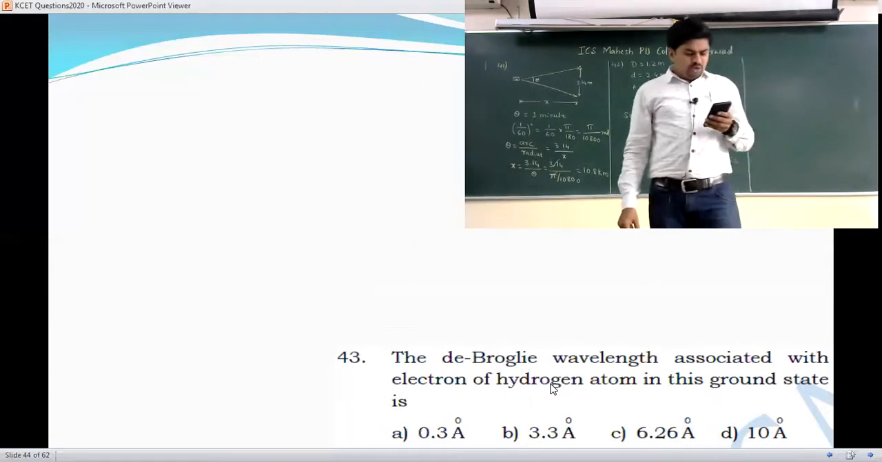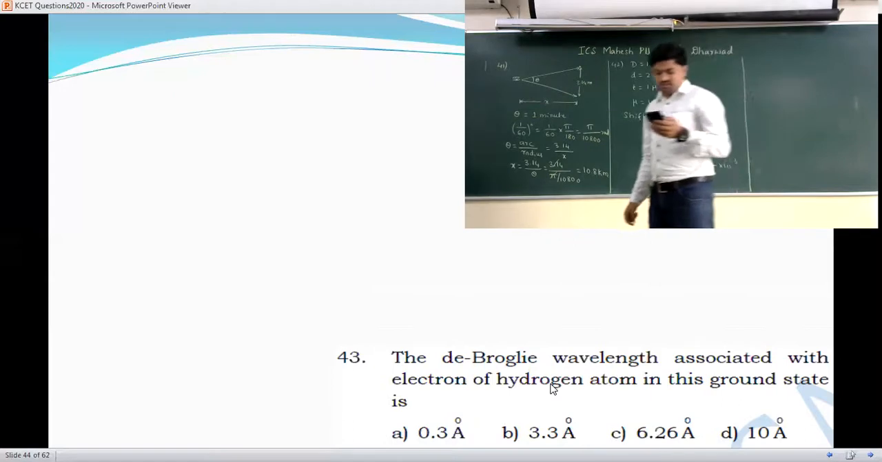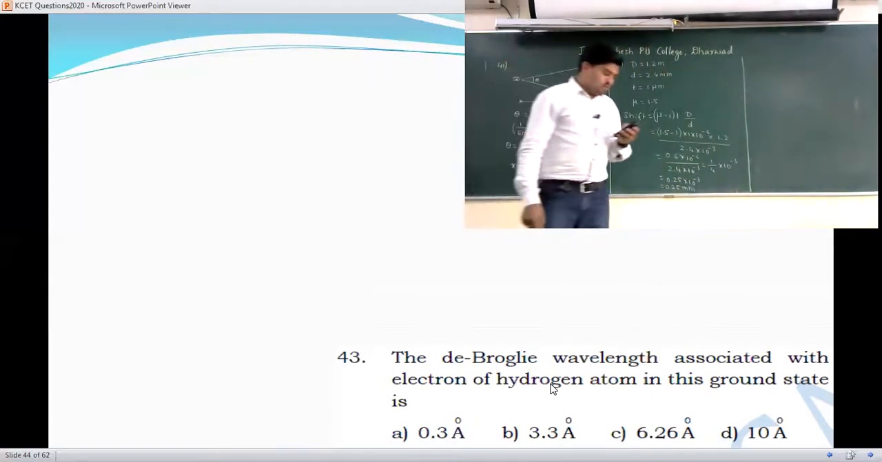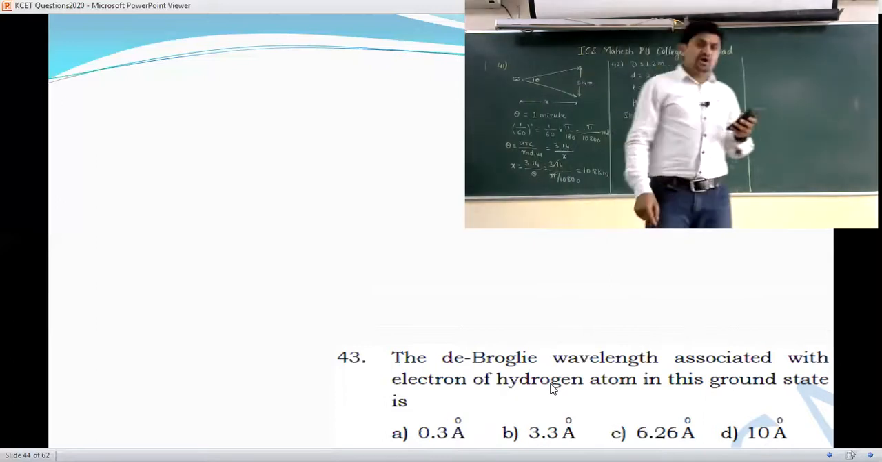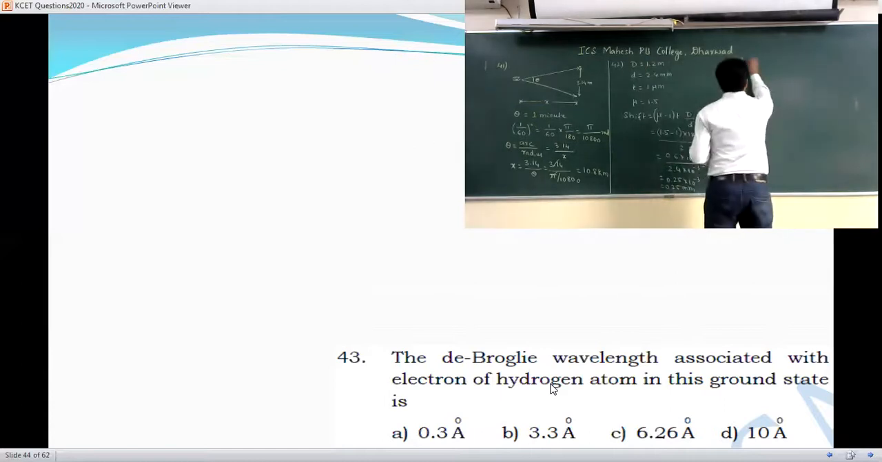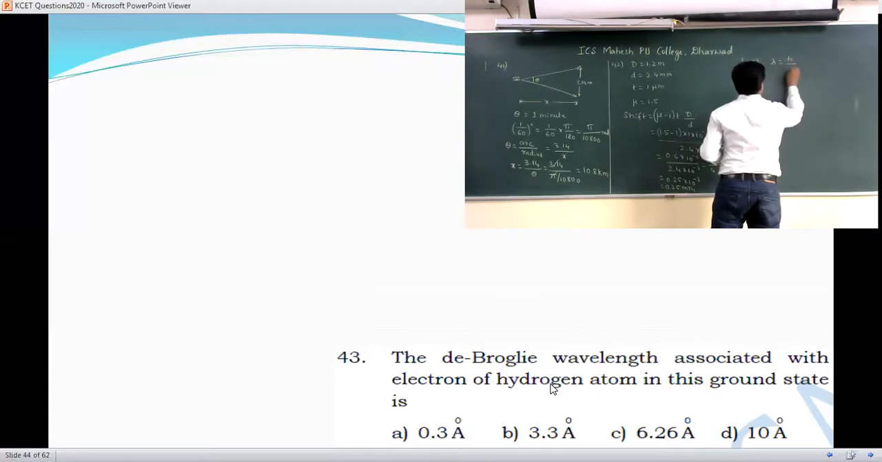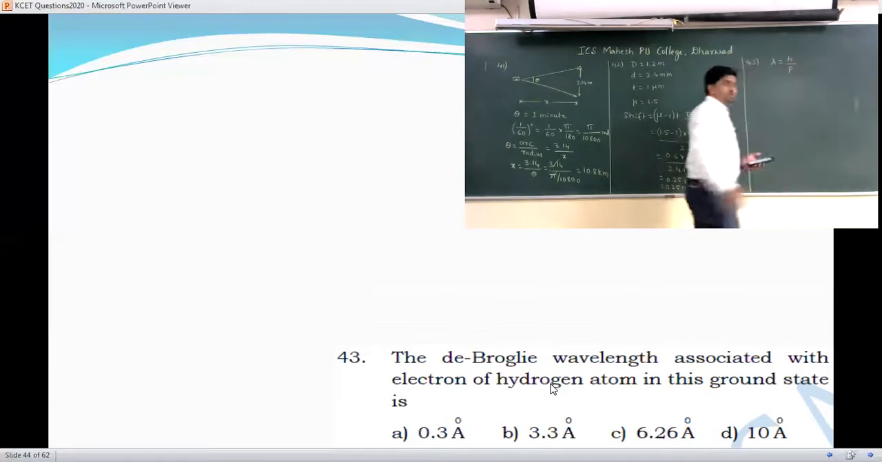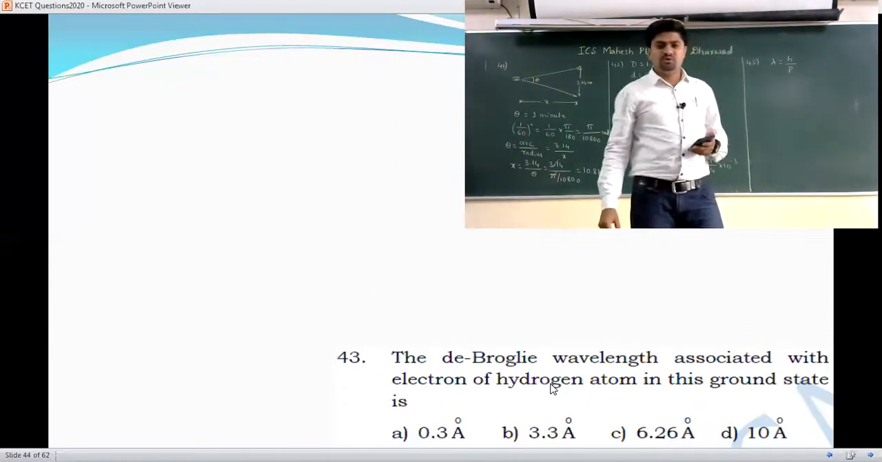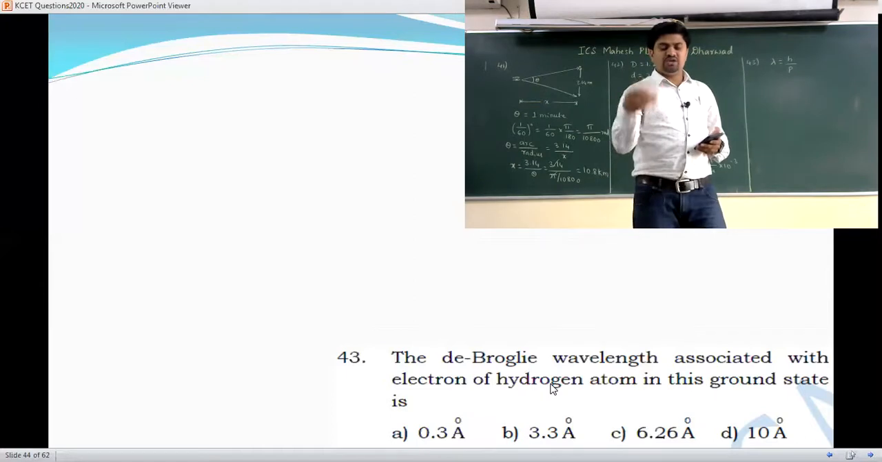The de Broglie wavelength associated with the electron of a hydrogen atom in its ground state is. So you have to find out the wavelength here. In the 43rd question, the formula we are having is lambda is equal to h by p. So what is p there? The p value you have to calculate.